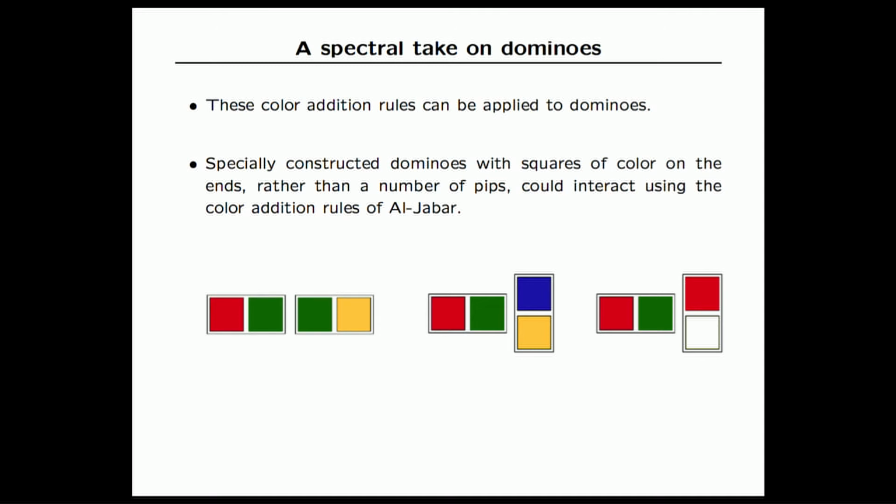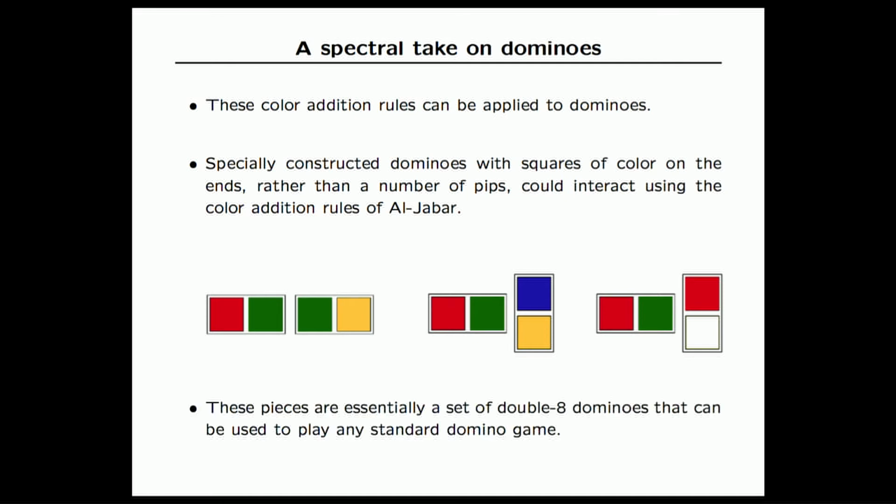In the middle, the green square end can match up against the blue, yellow, long edge of the domino, because the sum of blue and yellow is green. And then on the right, we have red plus white is green, because white has the 3 primary colors in it. We turn the red switch back off. We're left with blue and yellow, which makes green. So this becomes a set of double 8 dominoes with which you can play standard domino games.